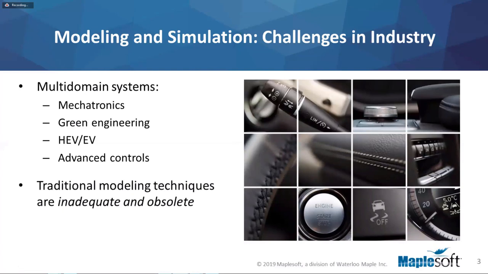Given this trend, the question is, how do we build and test these multi-domain systems? Traditional modeling techniques are no longer effective, and they have become inadequate and obsolete. Organizations are now turning to physical modeling, and industry is crying out for graduates with physical modeling skills. Now students need to be prepared to meet these new industry demands.